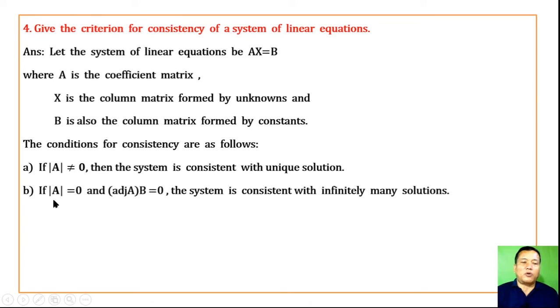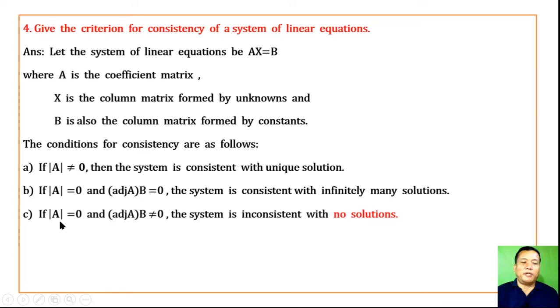If determinant of A is 0 and adjoint A into B is a zero matrix, the system is consistent with infinitely many solutions. If determinant of A is 0 and adjoint A into B does not equal the zero matrix, the system is inconsistent with no solution.